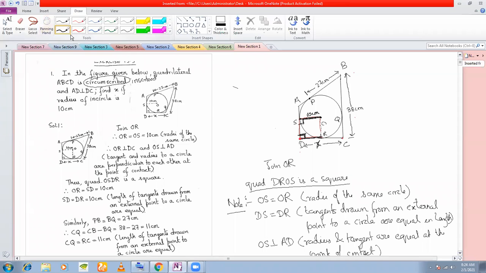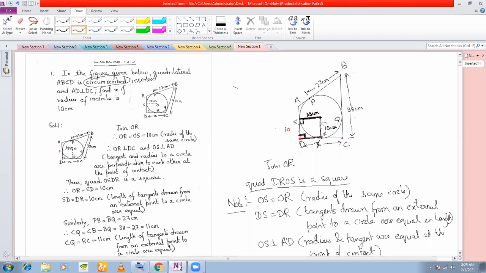Okay. So starting from scratch, the radius is given to be 10 centimeters, right? So this OS length is 10 centimeters. That means this OR length must also be 10 centimeters, right? If this length is 10 centimeters, that means because it is a square, this length must also be 10. Till this it is clear.